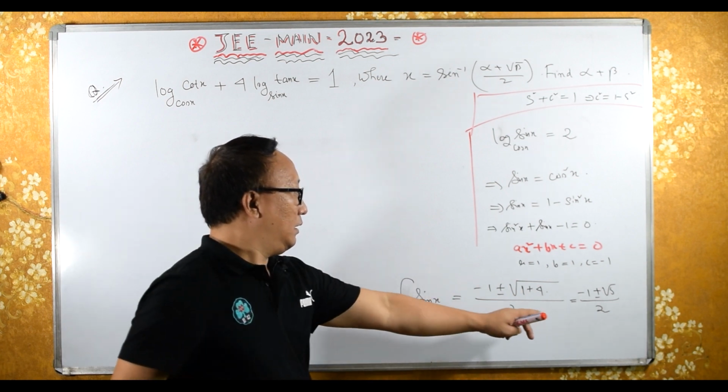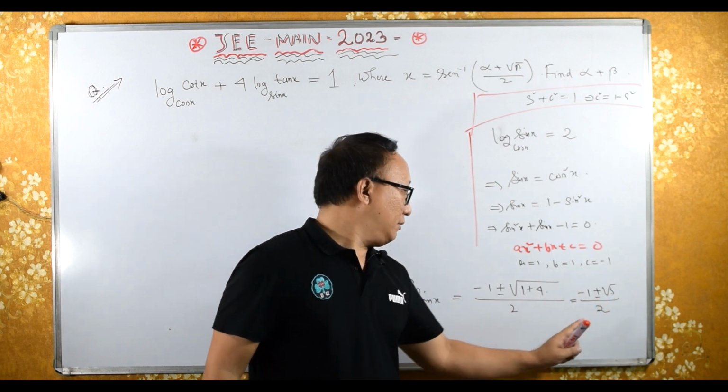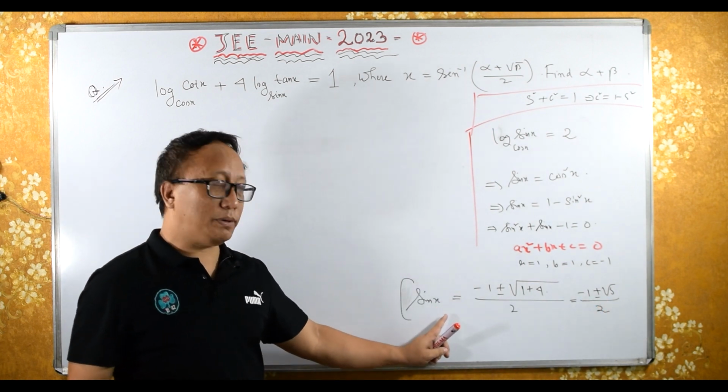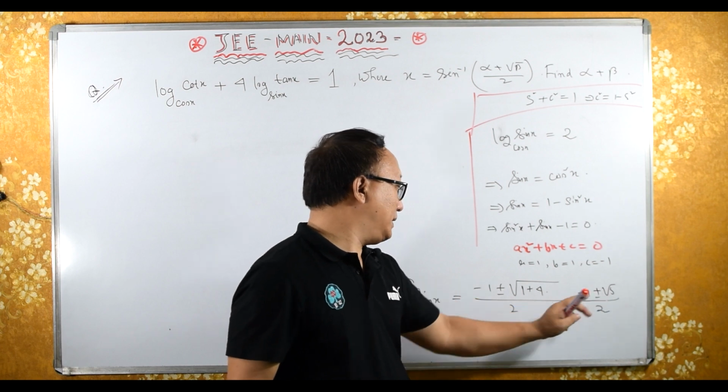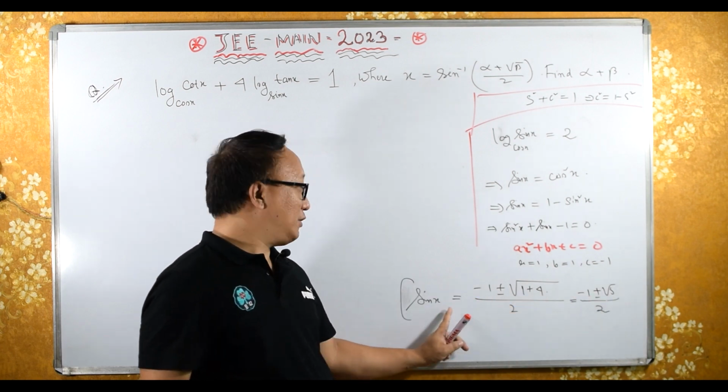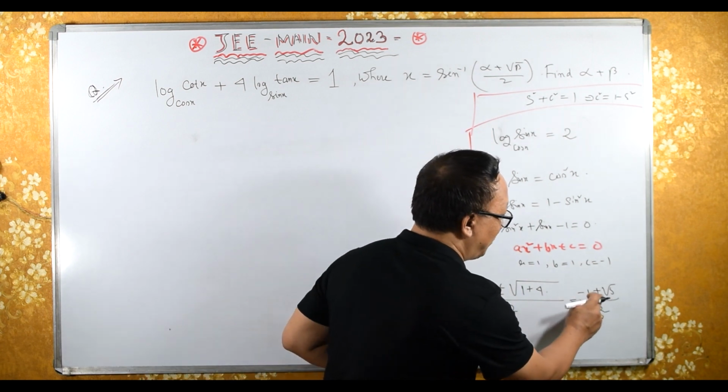Okay. Now here we cannot take minus. Why? Because the sin x lies between minus 1 and plus 1. Okay. Now if you take minus, then it will go beyond its domain. Therefore, we need to remove minus over here. Okay.